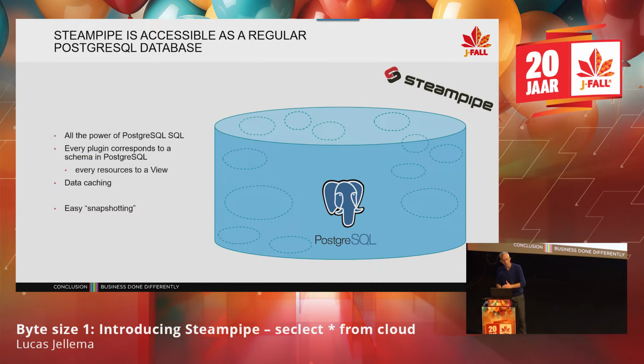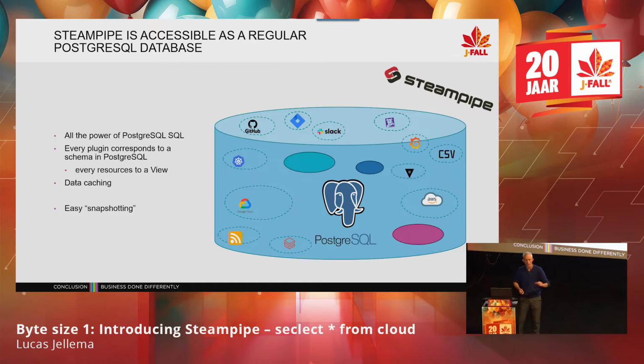So Steampipe can be accessed as a regular PostgreSQL database. When you work against it, you don't really know that some of the data that you're retrieving isn't actually in that database, but is fetched at query time from remote resources, such as AWS or Azure. In your local database, you will find every plugin as a schema and every resource as a view. You can also have your own regular schemas with your own regular tables in that database.